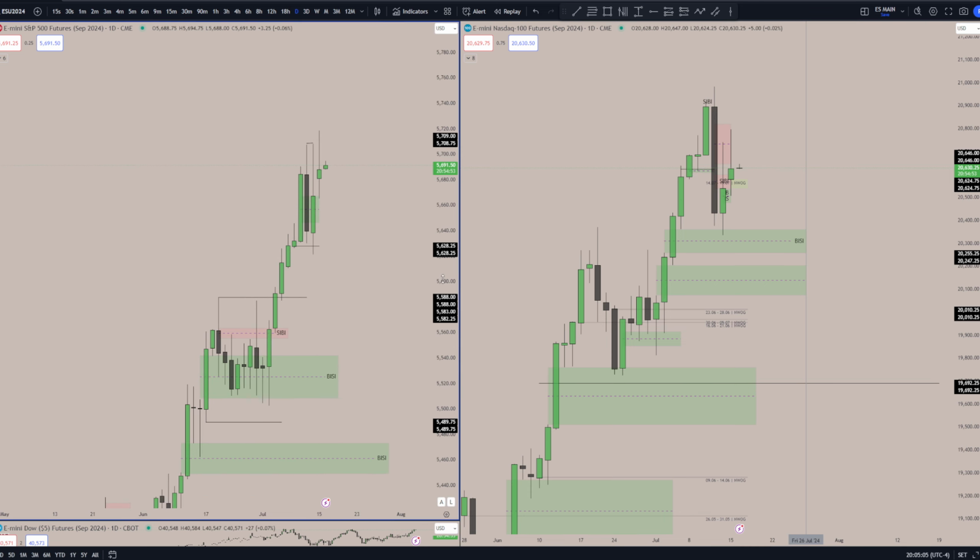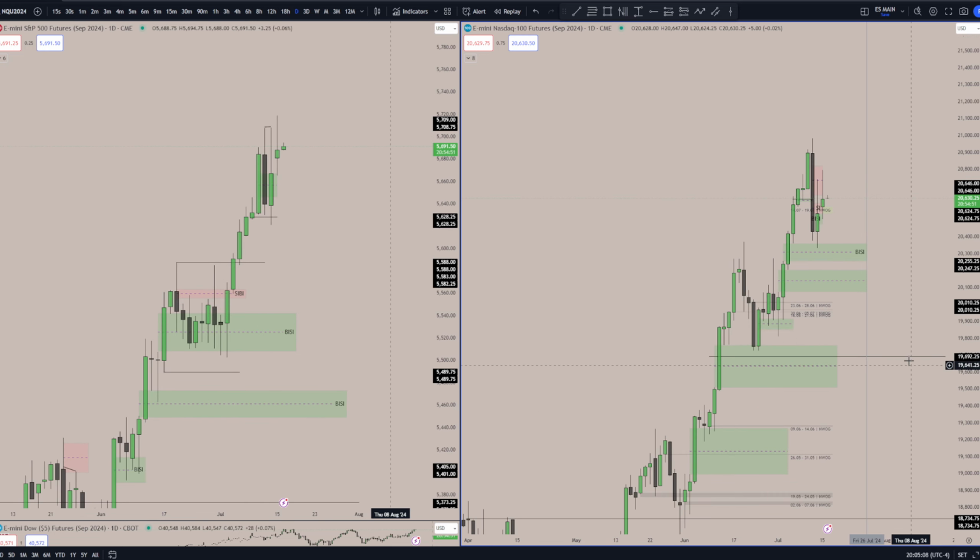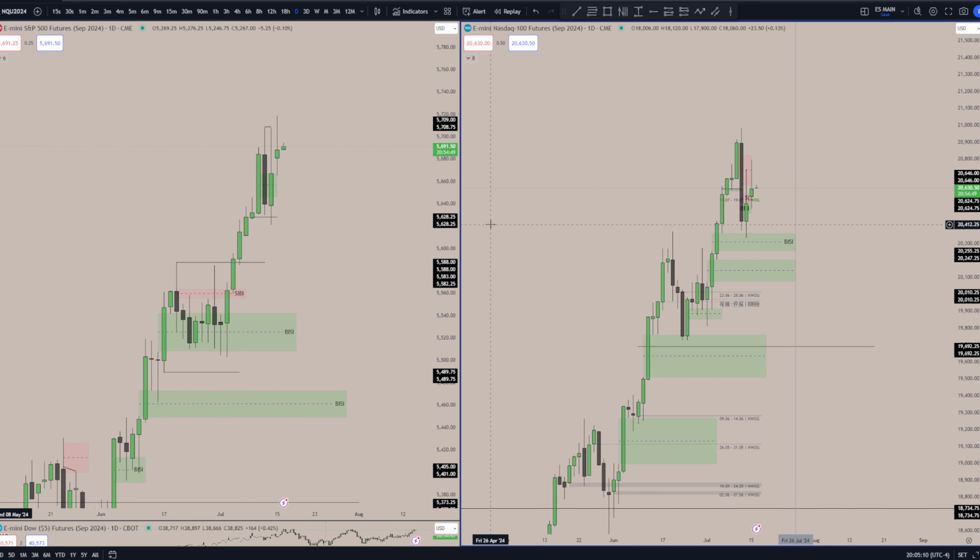So on the daily here, we have both ES and NQ. Probably the only two I'm going to be going over for today. If you guys have any requests or anything like that, send it in the chart request. You can also send it in the channels and stuff like that. But yeah, so basically, what's going on here?